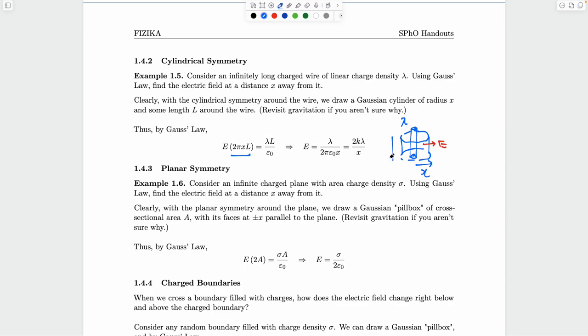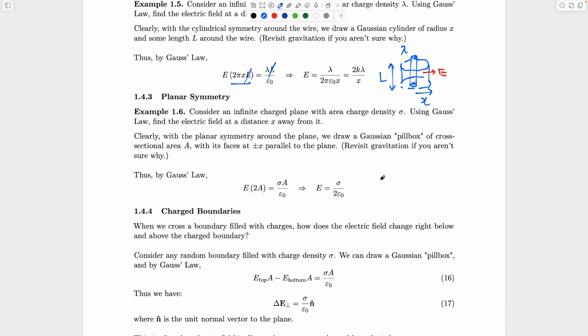Okay, so the length here is L. And then you see that the L and L cancel, so it's not dependent on L, and it gives us the final function for the electric field, which is proportional to 1 over x. And then the same routine applies for an infinite plane of charge with surface charge sigma.